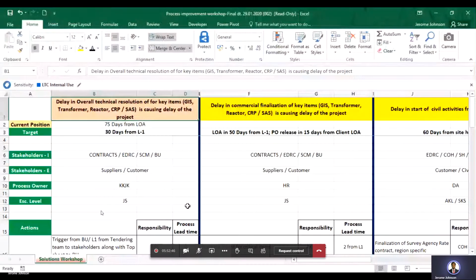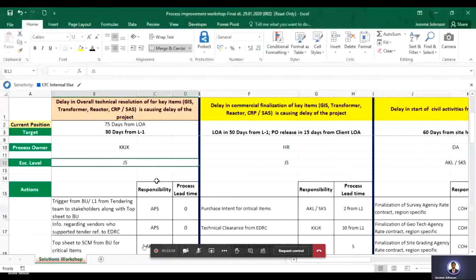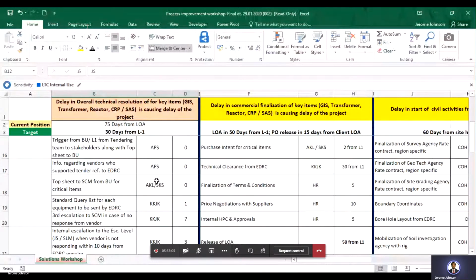Then along with the team, it was brainstormed across engineering and procurement. Everyone came up with a list of things that can be done to make it better. Along with the tendering team, what APS can do: the moment a job becomes L1, he will trigger an alert from CRM and let the business know. Then the information from EDRC. So there is a bunch of activities on how it can be done better. The total process time came to 30 days from L1, which was before 75 days from LOA, the date the LOA was given by the client.